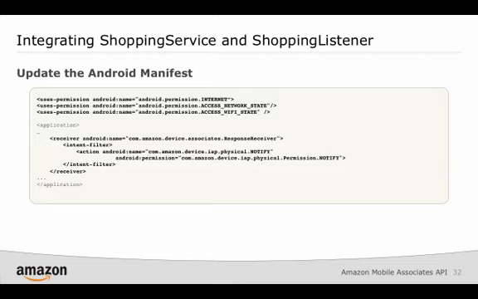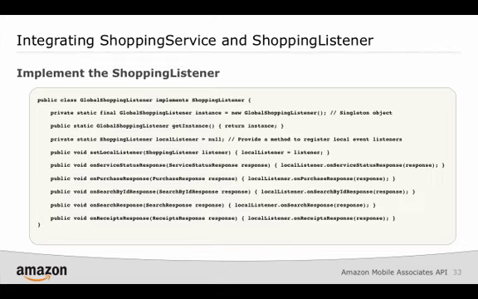And just like the link service, making a request to the Amazon Mobile Associates API shopping service requires internet and network permissions. Next up, you need to implement the ShoppingListener interface and register it with the shopping service via a call to set listener. The recommended architecture here is to create a global ShoppingListener singleton class that implements the ShoppingListener interface and provides a mechanism within the global ShoppingListener to set a local ShoppingListener to which all callbacks are dispatched.